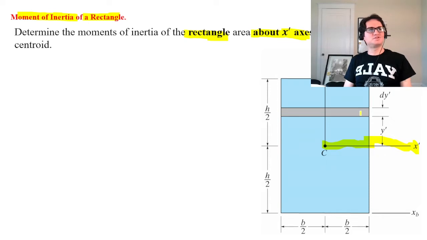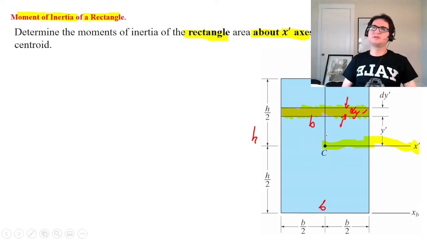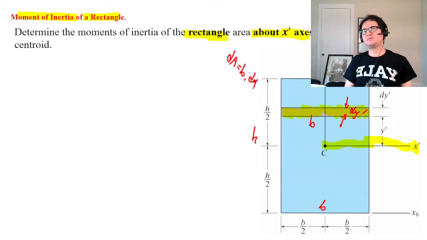In that case, we just develop a narrow rectangular strip. The dimension of our shape is height h and width b. We take the same width with a thickness of dy prime. In that case, our element of area is b times dy prime.